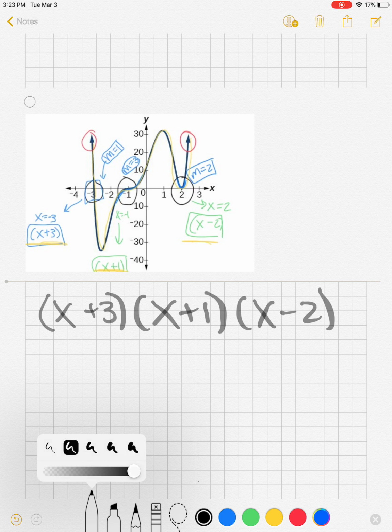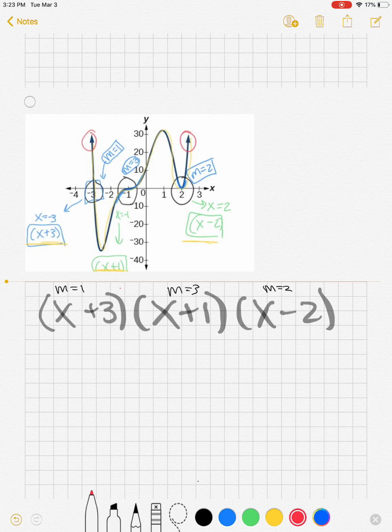Well, the multiplicity also tells us how many times that 0 occurred. So looking at the x plus 3, on the graph that came from a multiplicity of 1, this came from a multiplicity of 3, and this came from a multiplicity of 2. Well, that actually correlates to the exponents. This is a first power, this is a third power, and this is a second power. It's because it means that this occurs twice. We know now that's what this exponent means to this binomial.